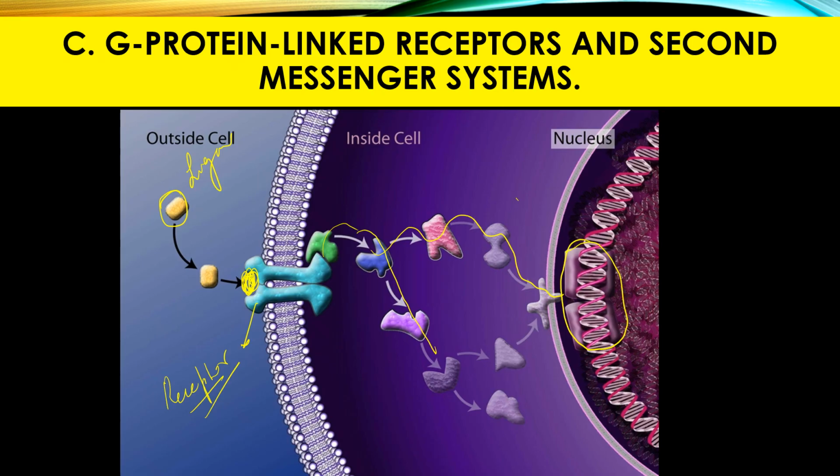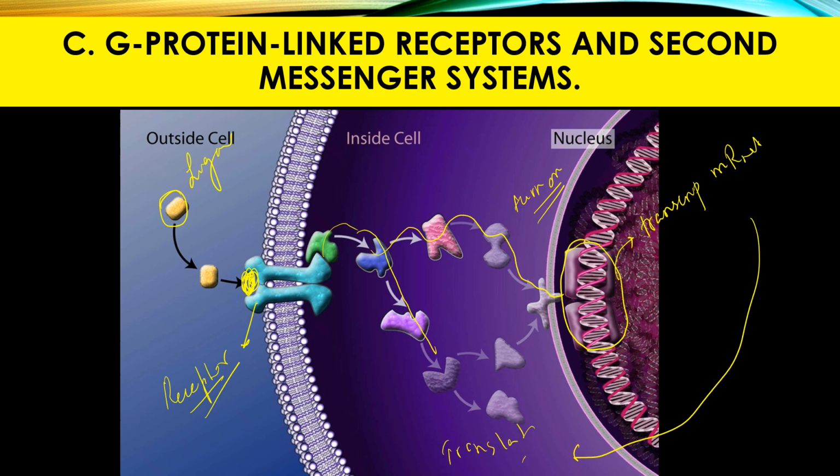It can turn on the segment of the gene, and it results in transcription. And after formation of messenger RNA, this RNA will go out into the cytoplasm again, where the phenomenon of translation will take place.